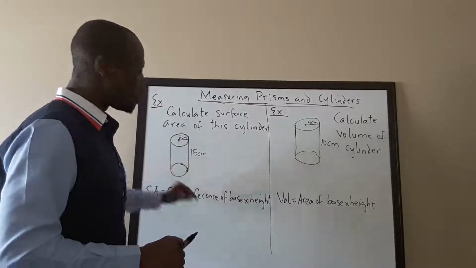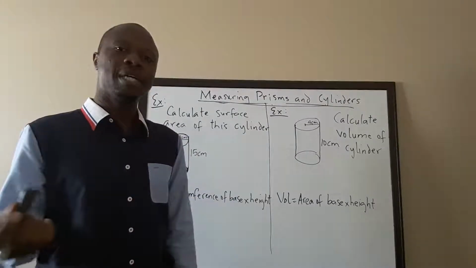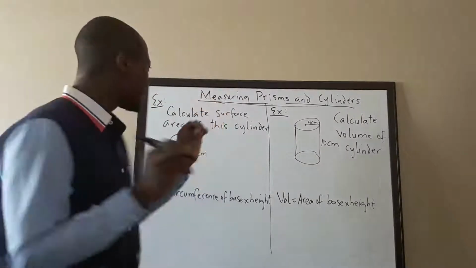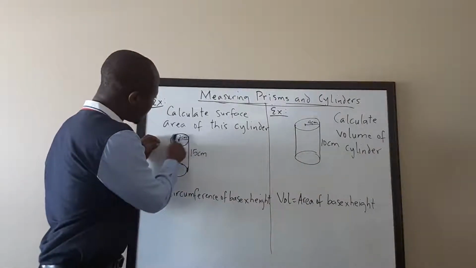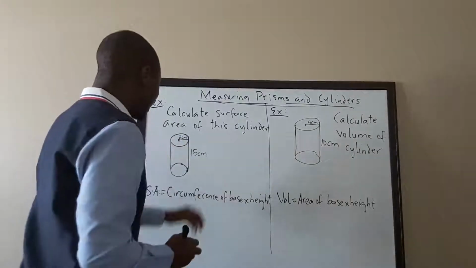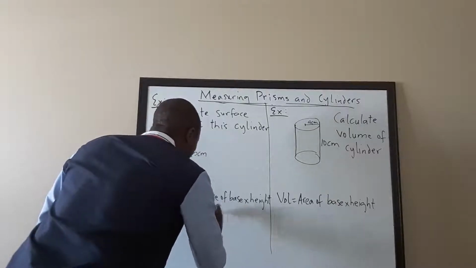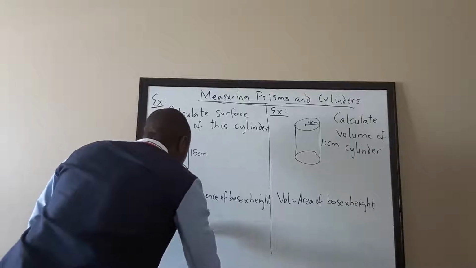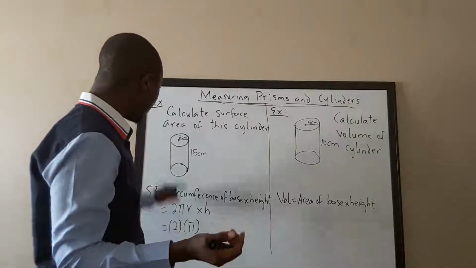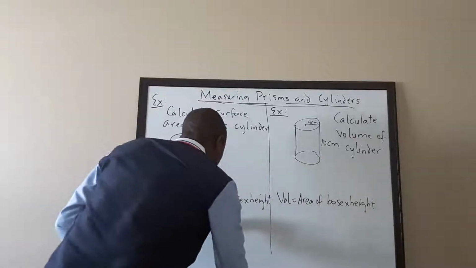The circumference of a circle is pi d or 2 pi r. d is diameter, r is the radius. The radius is half of the length across the circle. Here, the radius is 2 centimeters. So the circumference of the circle is 2 pi r, times the height. Pi is 22 over 7 or 3.14, times the radius 2, and times the height of 15 centimeters.